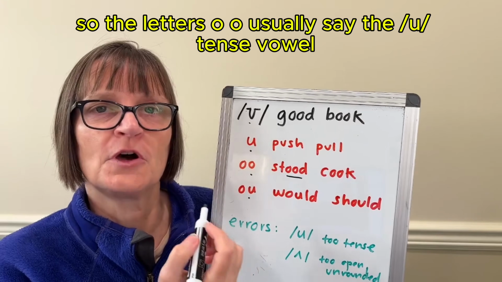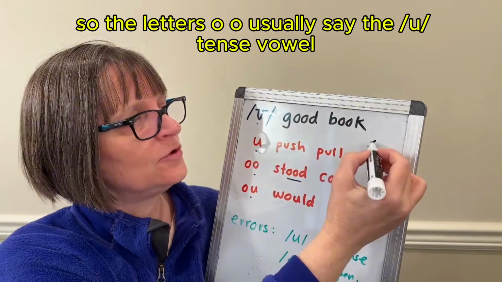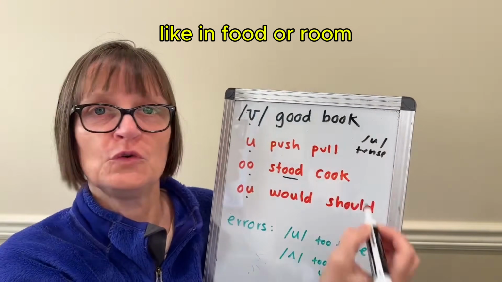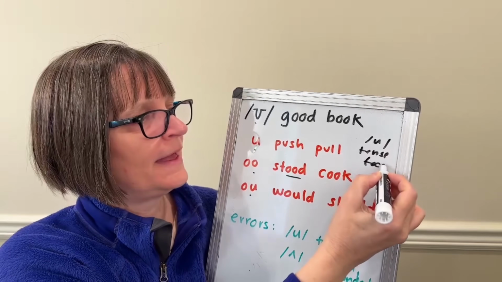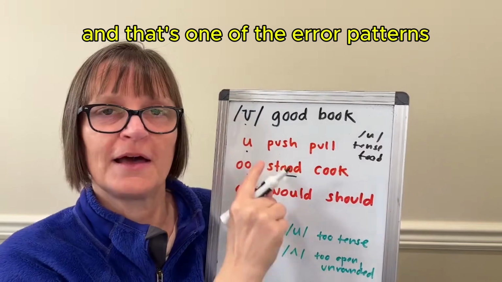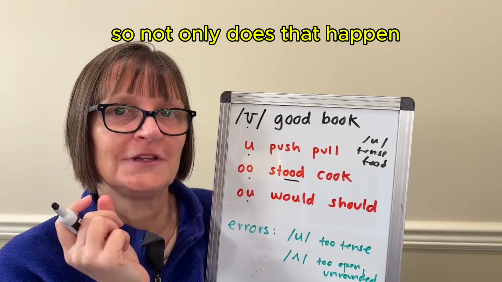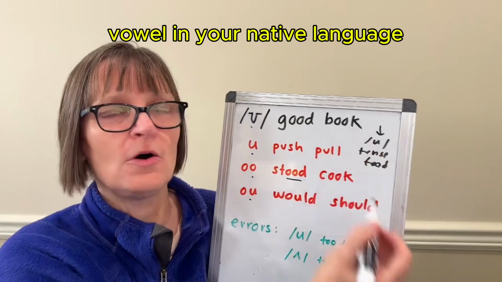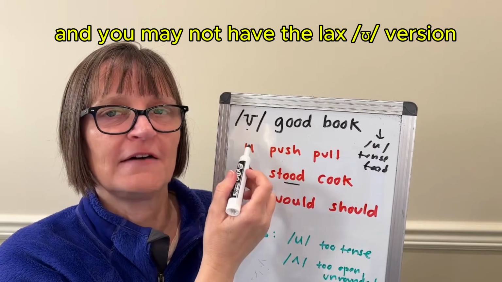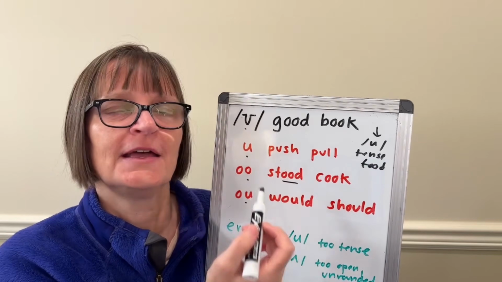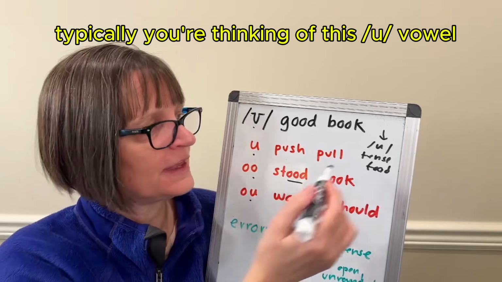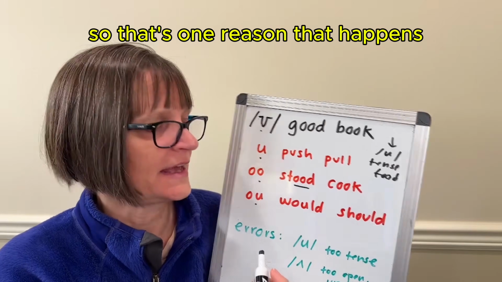Letter U is the most common, but the most problematic is when it's spelled with two O's. So the letters OO usually say the oo tense vowel, like in "food" or "room". And that's one of the error patterns that happens for this vowel. So not only does that happen because you probably have an oo vowel in your native language and you may not have the lax version, also because when you see two O's, typically you're thinking of this oo vowel, so that's one reason that happens.